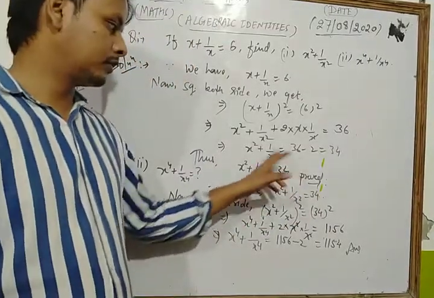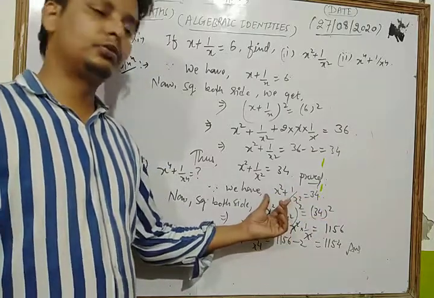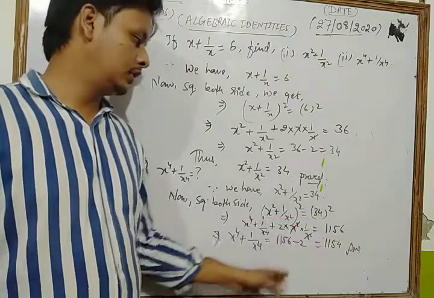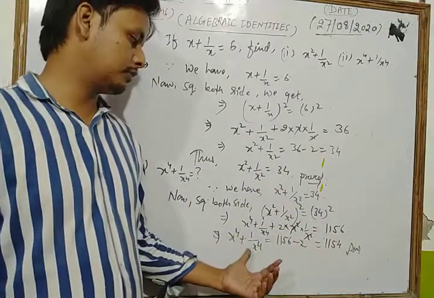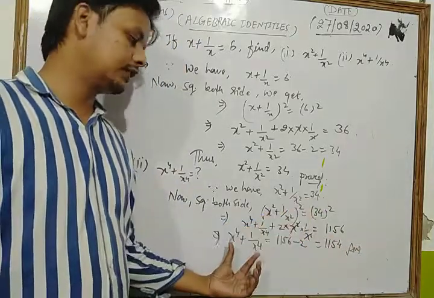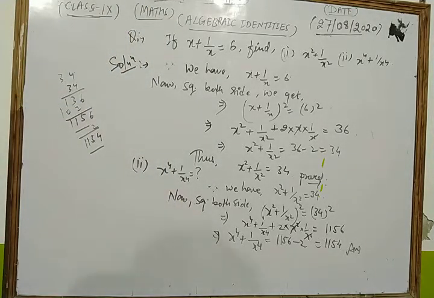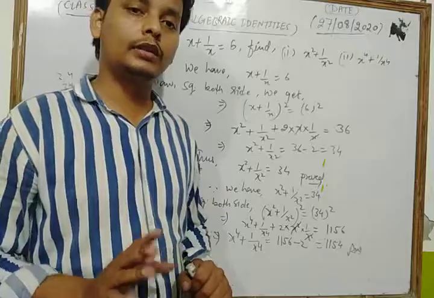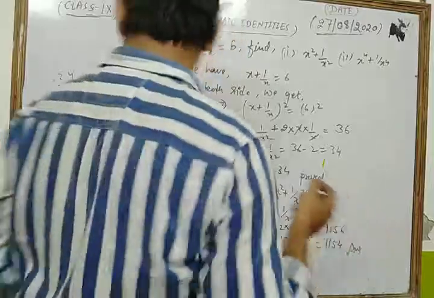After that we use the relation x square plus 1 upon x square is equal to 34. Now squaring both sides, we get a plus b whole square is equal to 34 square. After expanding with the identity a plus b whole square, we get x to the power 4 plus 1 upon x power 4 plus 2 is equal to that. Now transferring 2 to the other side, we get the result x to the power 4 plus 1 upon x to the power 4. So in this way you can solve all the questions of your NCERT exercise based on this concept. Now we take one more concept.